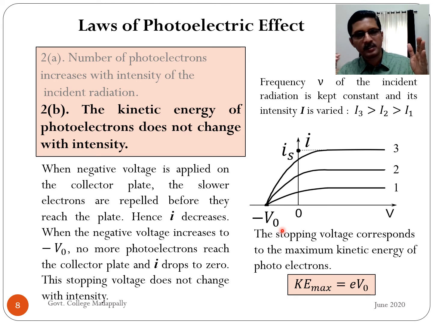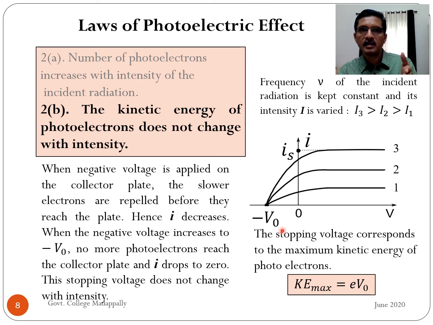Okay, electrons are emitted from the emitter plate, and you have a collector plate here, and you have applied a negative voltage here. Let us say these electrons are emitted with a maximum kinetic energy, Ke max, of 4 electron volt. When you apply minus 2 volt here, they are still able to reach the collector plate and form a photoelectric current.